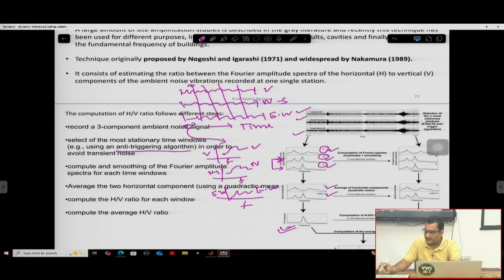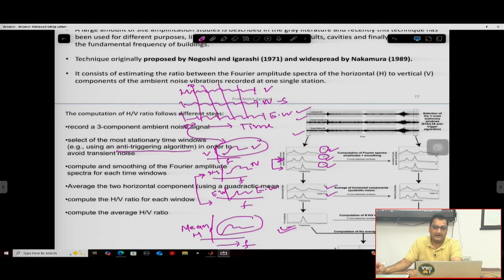Okay, and thereafter you take the mean of the horizontal component, which may look something like this. This is your mean of the horizontal component, and here you have frequency. Then divide this entire spectrum by the vertical component spectrum, and you will get your horizontal to vertical spectral ratio.